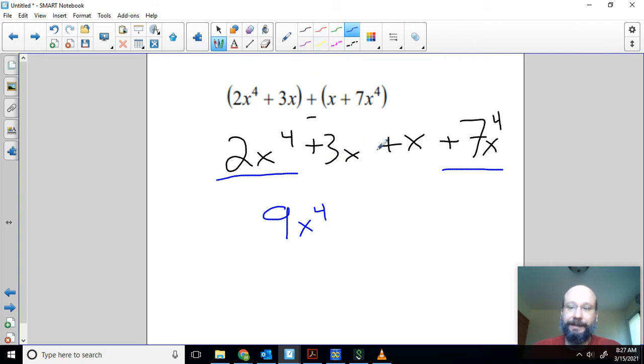And then we have these x's. Again, these are like terms because they have the same variable x and the same exponent. In this case, it's the imaginary 1. So we just combine them. 3x plus 4x. 3x plus x is 4x.